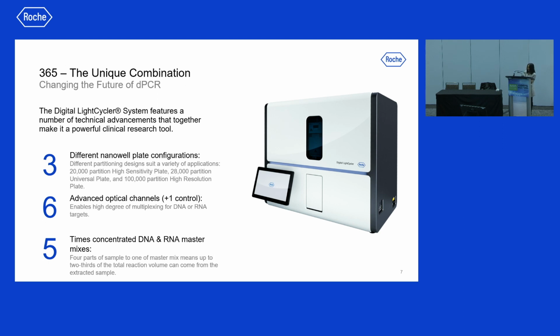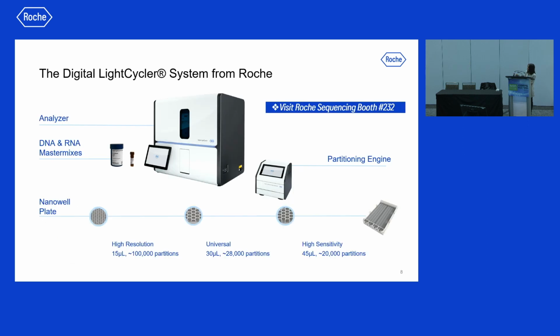Now, these technical advancements have been collectively integrated into what we call the Roche Digital LightCycler system. And that is kind of depicted here, which includes the analyzer, as I mentioned already, which has 6 optical channels that allows for multiplexing capabilities, and a standalone partitioning engine, which can be placed in a pre-PCR lab, as opposed to having a separation to minimize contamination from a post-PCR lab, essentially that allows for uniform distribution of the sample as it's being partitioned into the consumable itself.